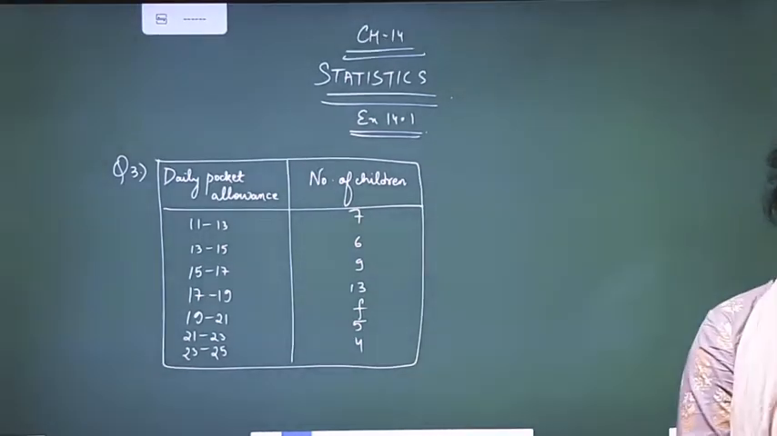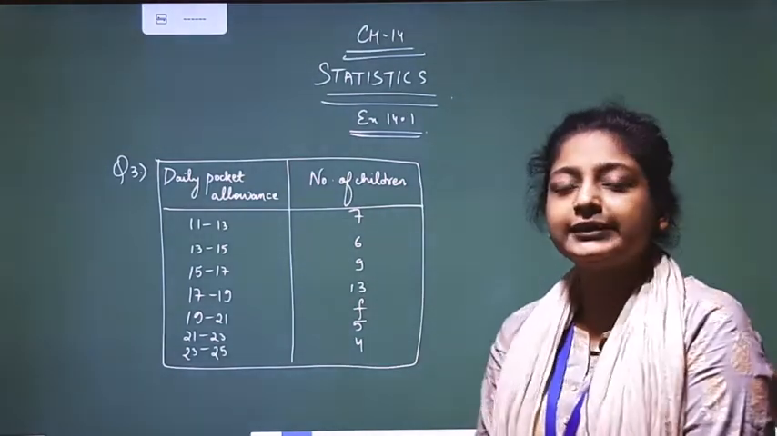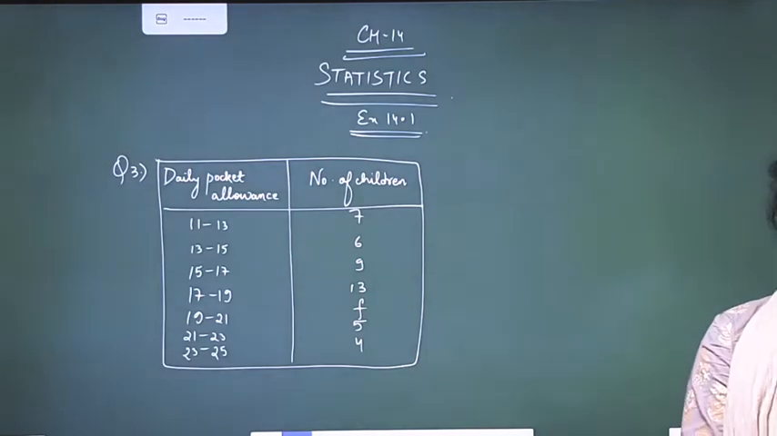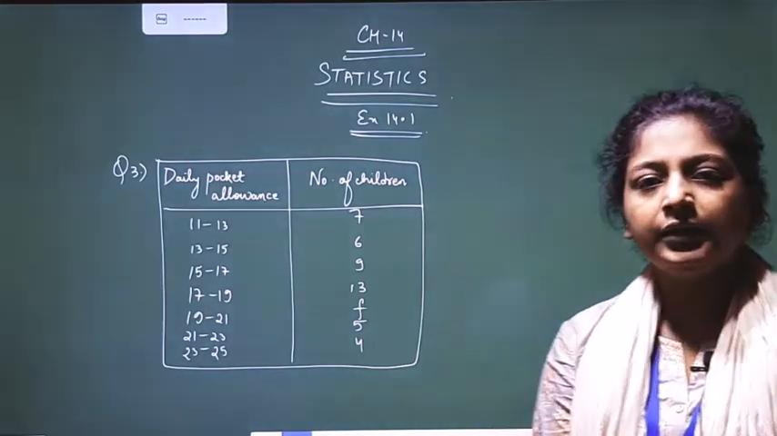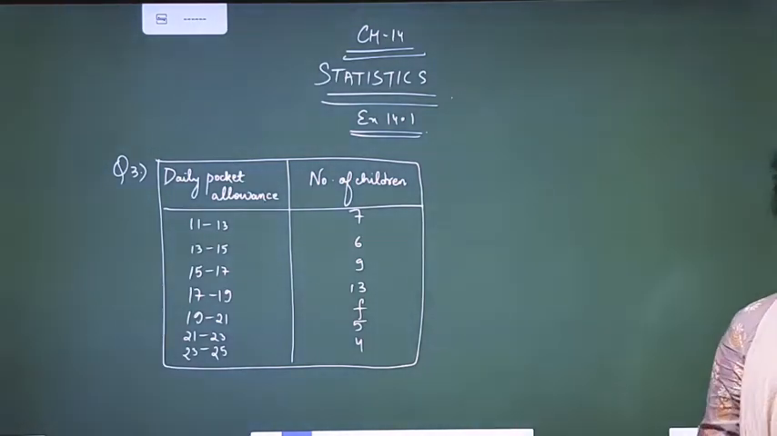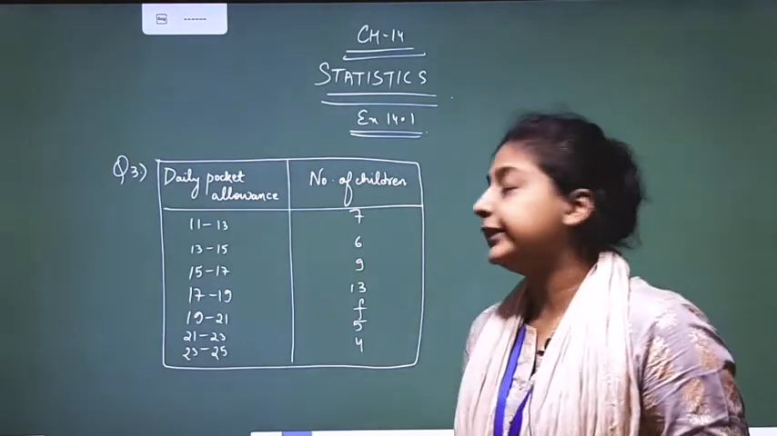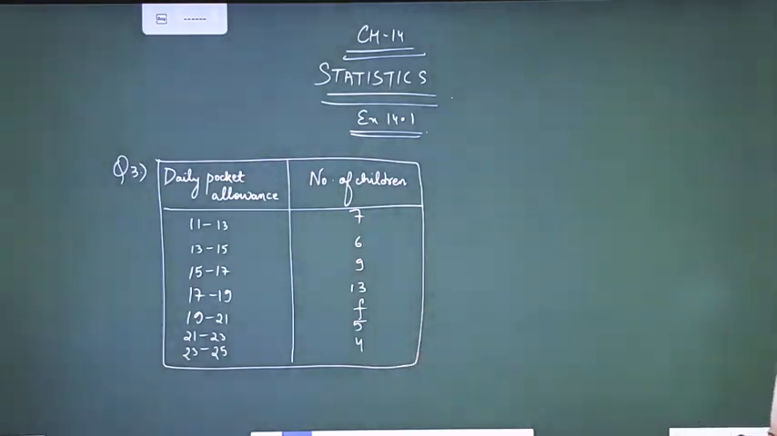In the previous video, we were doing chapter number 14, statistics. We have started with exercise 14.1. Today we'll be doing questions ahead of it. Question number 3. This table has been given to you in the question.